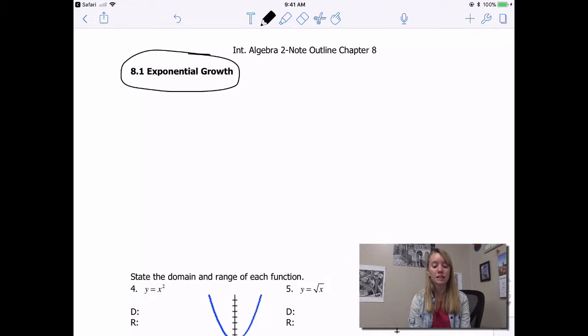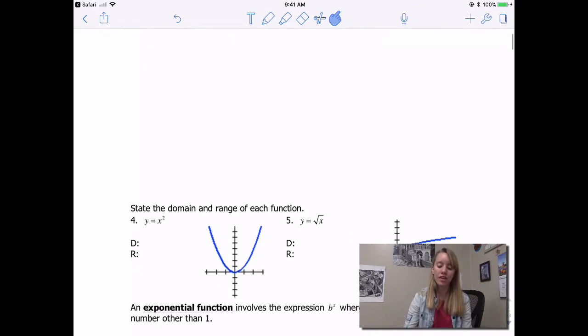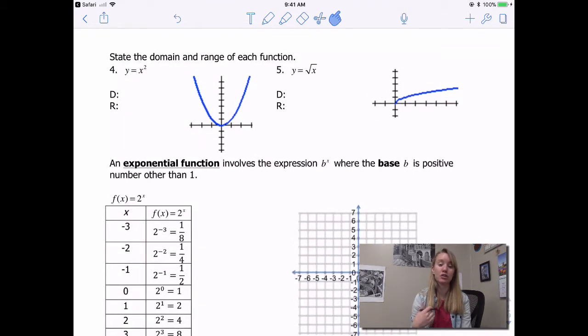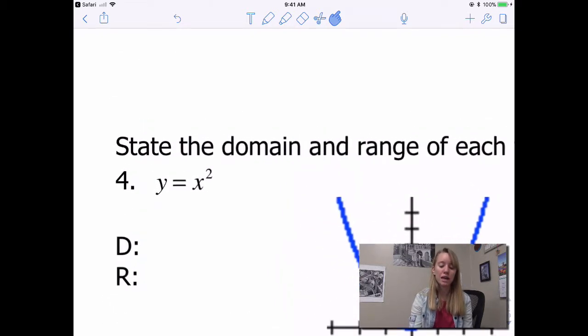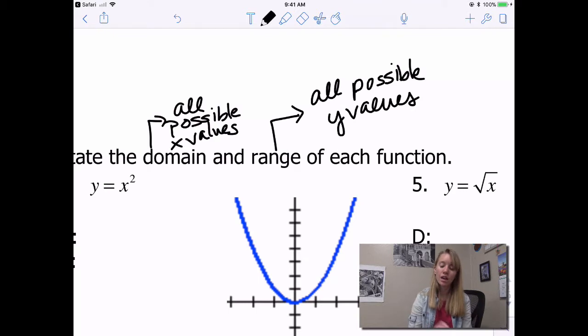Before we start talking specifically about this type of function, I want to review just a couple things. First of all being domain, and then the second one being range of any function. If we recall from way back first semester, chapter 2, the domain of a function is all of the x values, or all of the possible x values. And the range is all possible y values.